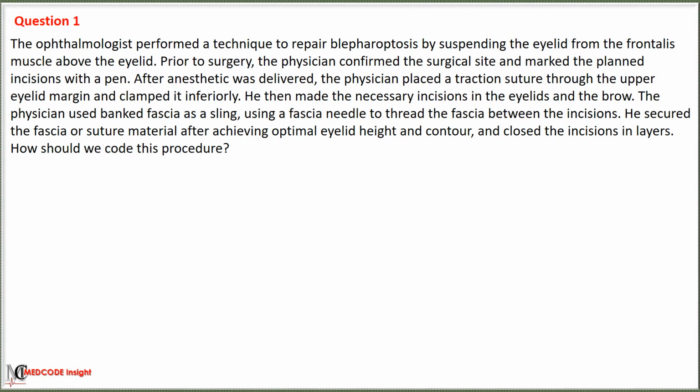The ophthalmologist performs a technique to repair blepharoptosis by suspending the eyelid from the frontalis muscle above the eyelid. Prior to the surgery, the physician confirmed the surgical site and marked the planned incision with a pen. After anesthetic was delivered, the physician placed a traction suture through the upper eyelid margin and clamped it inferiorly. He then made the necessary incision in the eyelids and the brows. The physician used the banked fascia as a sling, using a fascia needle to thread the fascia between the incisions. He secured the fascia or suture material after achieving optimal eyelid height and contour and closed the incision in layers.